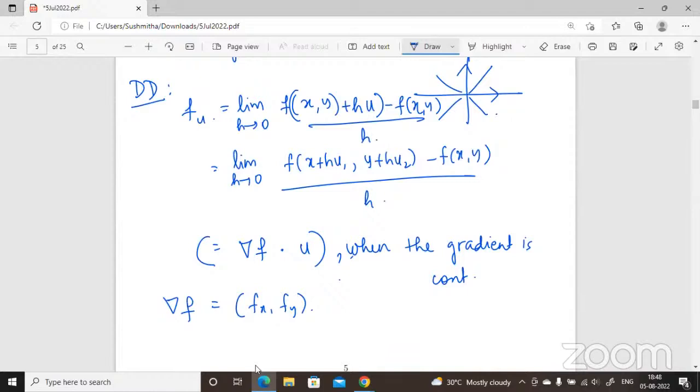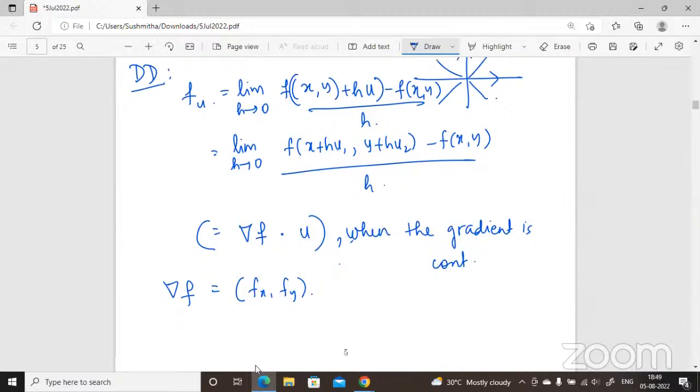Ma'am, if fx and fy are both continuous, then the gradient will be continuous, right? Yeah, the gradient is a function, right? Fx is a function, fy is a function. So the gradient is a function. When we talk about continuity of the gradient, we are talking about continuity of this function. And continuity of multivariable functions is treated component wise. So each component, if it is continuous, then the function is continuous.